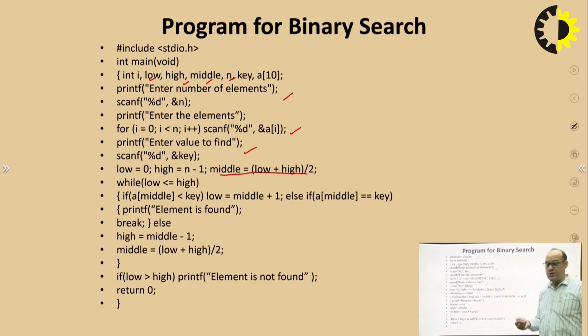So the loop will execute while low is less than or equal to high. I will check whether the element which I am going to find is less than the middle element or greater than the middle element, right? Then in the same fashion, I will check and print whether the value is found or not. Okay. So this is a program for binary search.